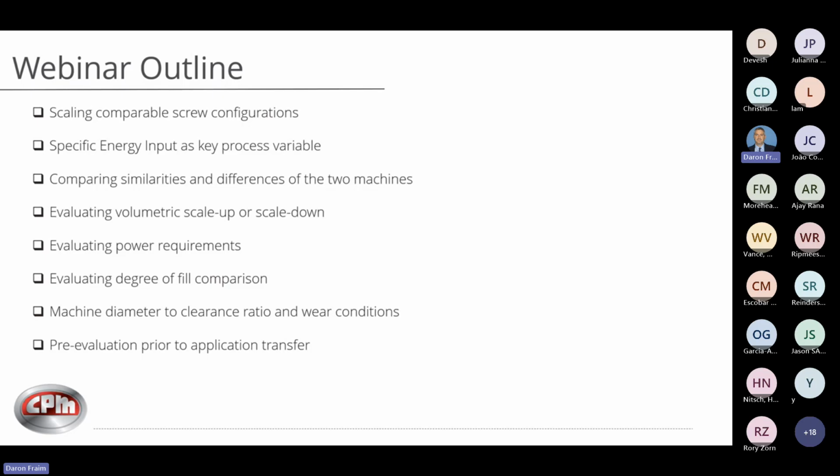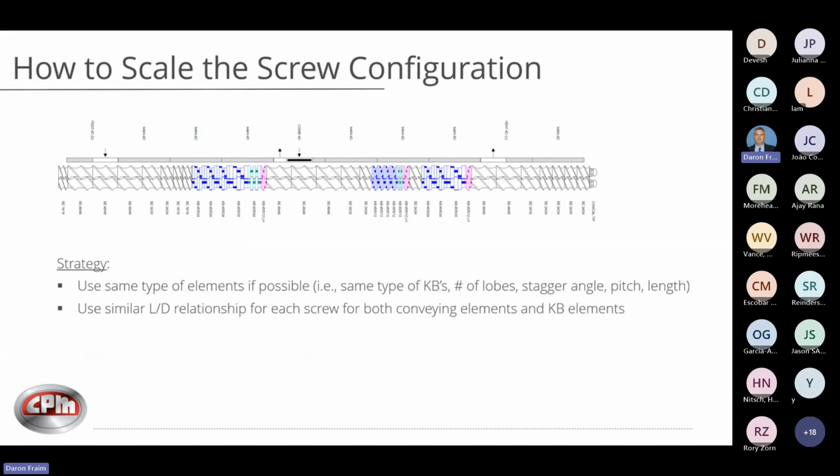We'll talk about volumetric scale up or scale down. We'll look at power requirements. We'll look at degree of fill. And we'll look at diameter to clearance ratio and wear conditions. We'll talk about that as well. Again, this will be centered around pre-evaluation prior to application transfer.